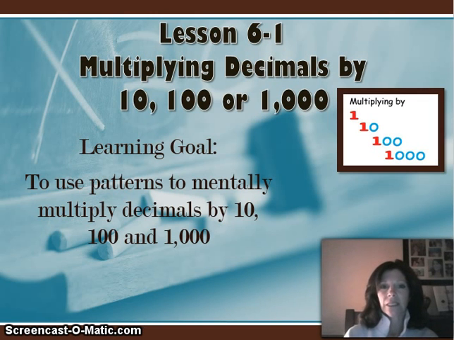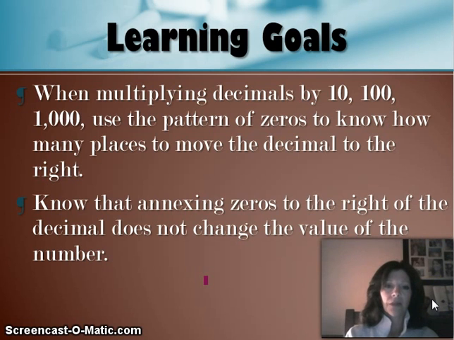Welcome to lesson 6-1, multiplying decimals by 10, 100, and 1,000. Tonight we're going to learn how to multiply decimals by 10, 100, and 1,000. Your learning goals for tonight are these two.